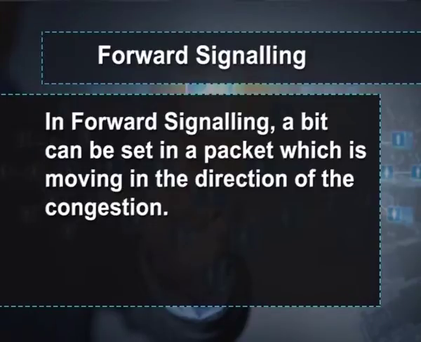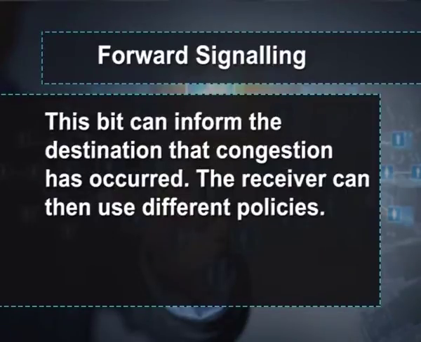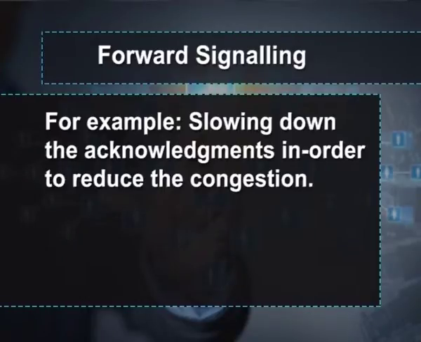In forward signaling, a bit can be set in a packet which is moving in the direction of the congestion. This bit can inform the destination that congestion has occurred. The receiver can then use different policies, for example, slowing down the acknowledgements in order to reduce the congestion.